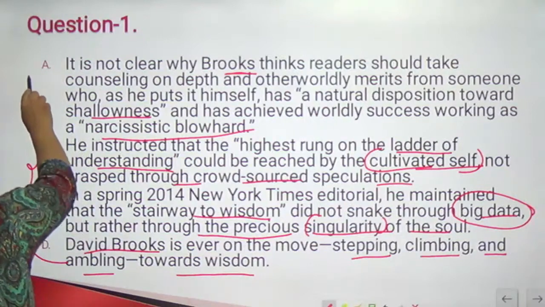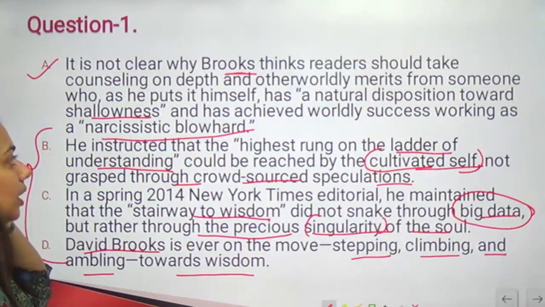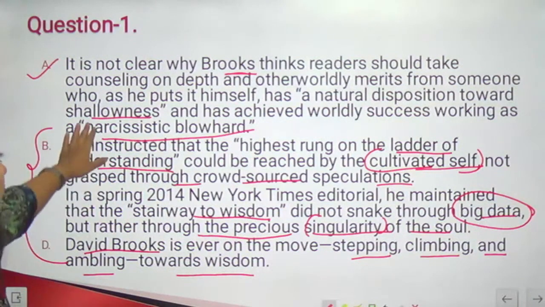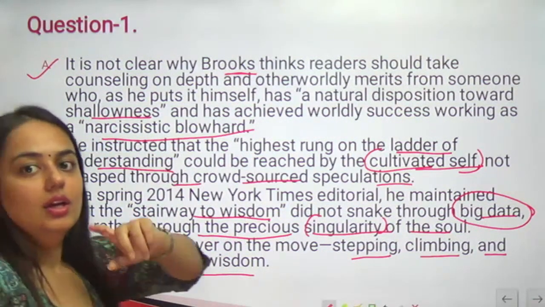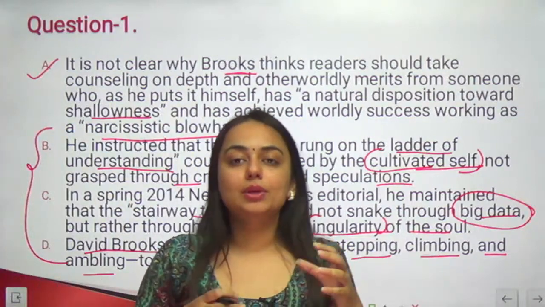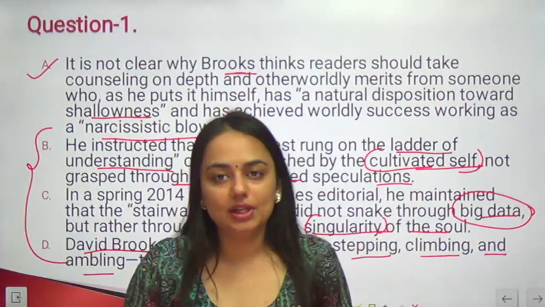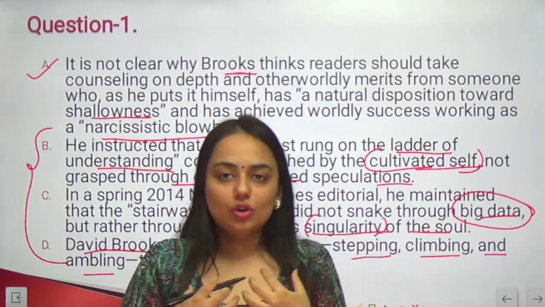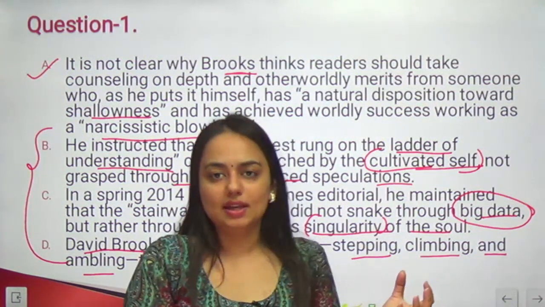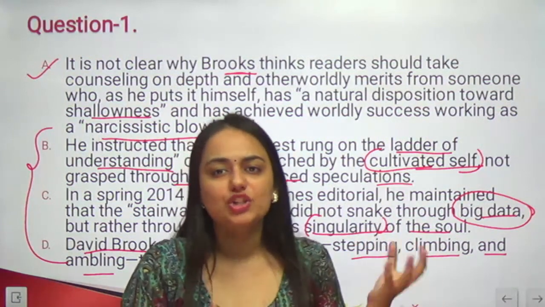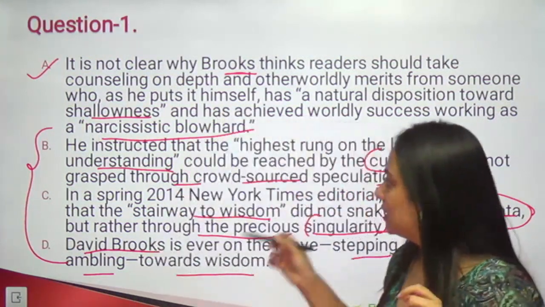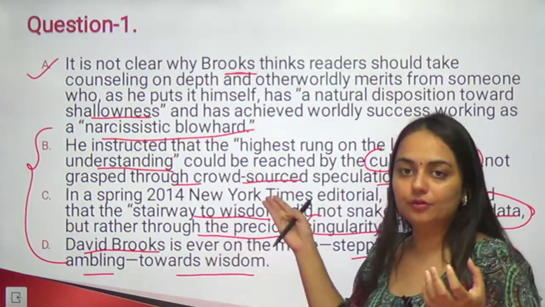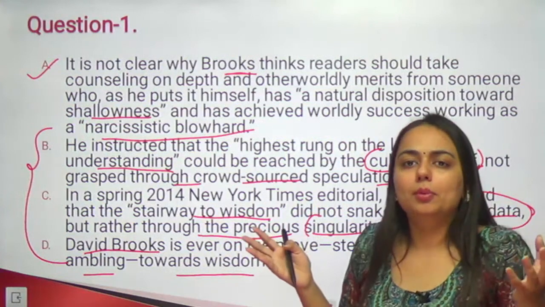So A has a different kind of language. He's talking about a person having natural disposition towards shallowness and narcissistic blowhard. He has not said that people actually are not wise. He's simply saying that for you, whatever best is, you can find it out within yourself, not by asking someone else. Doesn't mean that other people are shallow. So it's a very negative sentence, I would say. It's an extreme one. Unless we have proof enough, we cannot go with that one. Probably, we do not know.